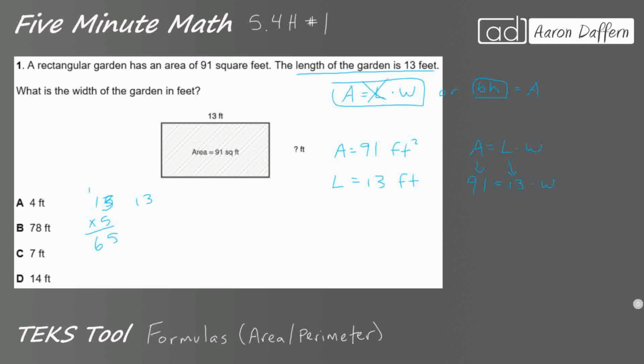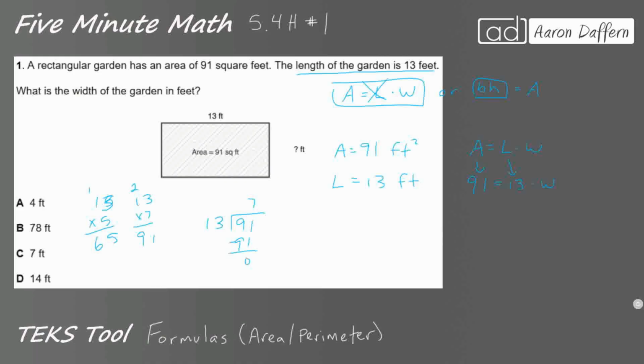So we can try 13 times 7. And if that's too big, we'll go to 13 times 6. See, that looks pretty good: my 13 times 7. If you wanted to, you could have divided 13 into 91, but you're going to end up stuck in that same spot. You're going to have to multiply, guess, and check 13 times something to get that 91.